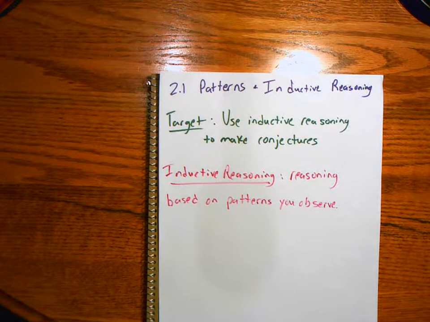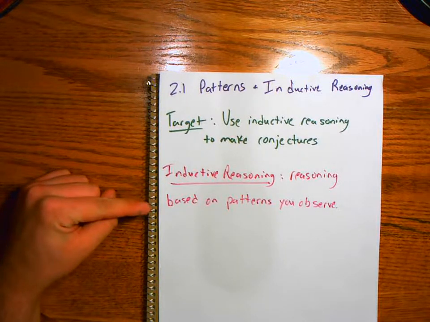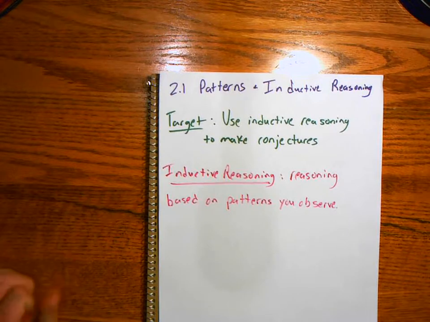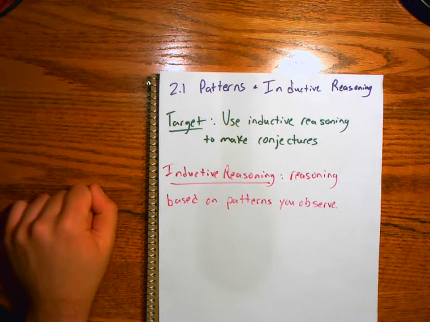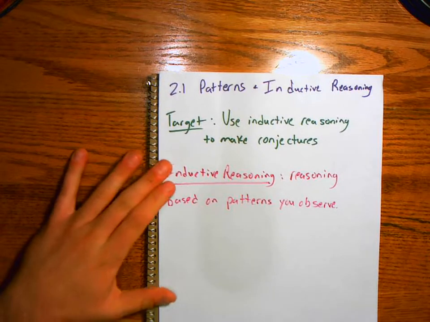And the definition for inductive reasoning I have written out right here is it is reasoning that is based on patterns you observe. So if you're looking at some sort of situation between a sequence of objects or numbers or anything else and you notice a pattern between them, you are practicing inductive reasoning. Here's one example of how you can use this.